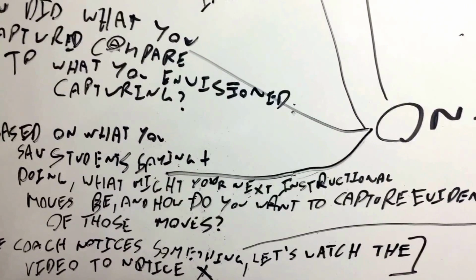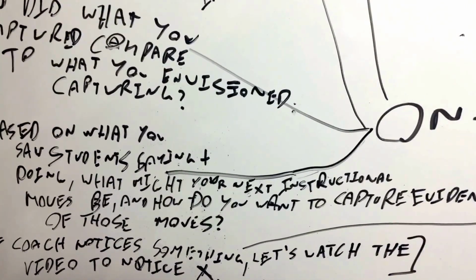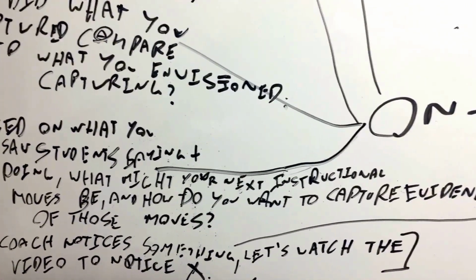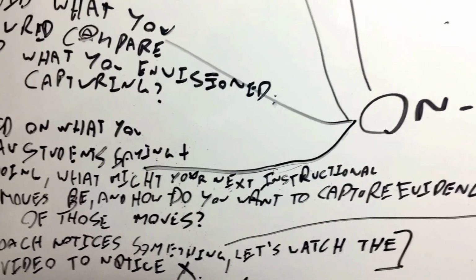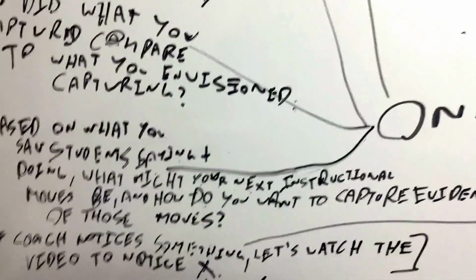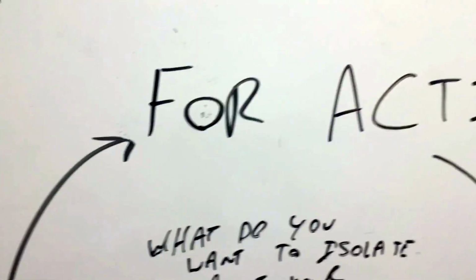Okay, and then these last couple of questions are really valuable, but may need some additional refinement, because this one's a little bit long. Based upon what you saw students saying and doing, what might your next instructional moves be, and how do you want to capture the evidence of those moves? So thinking about your next capture, right? Going from your on action to the next for-action conversation.